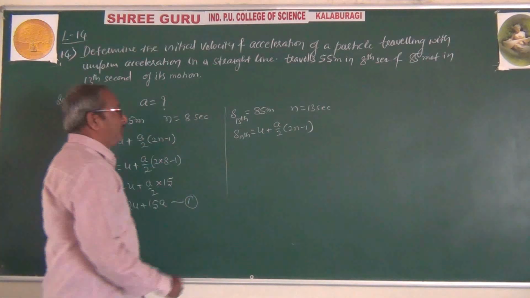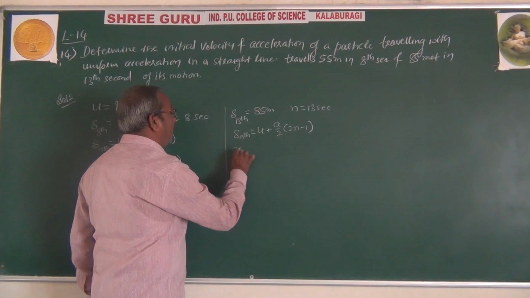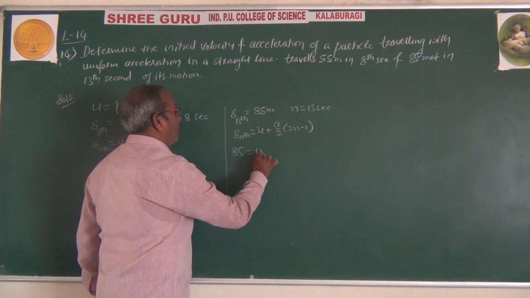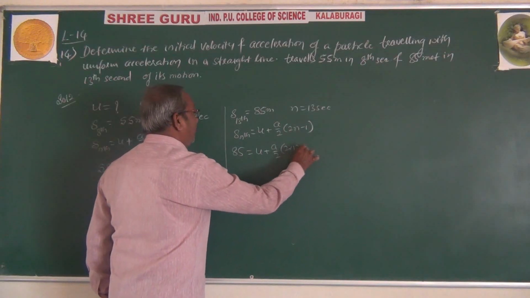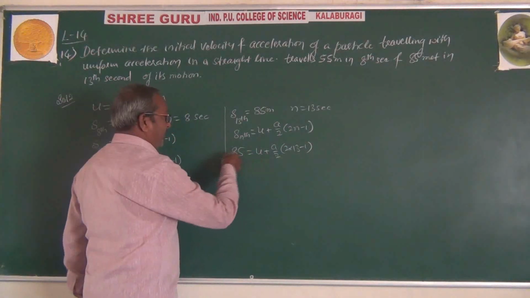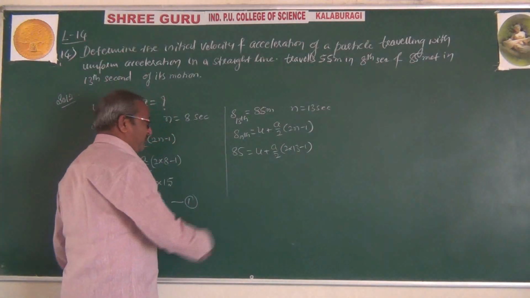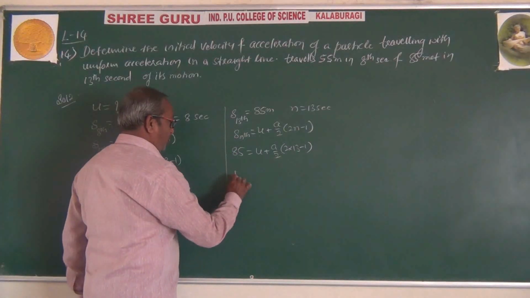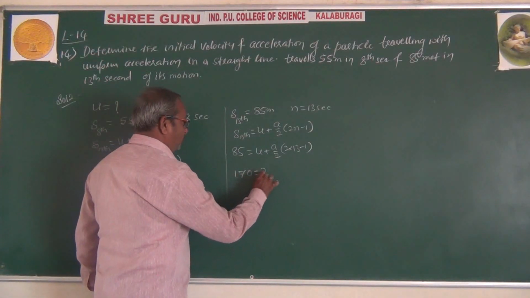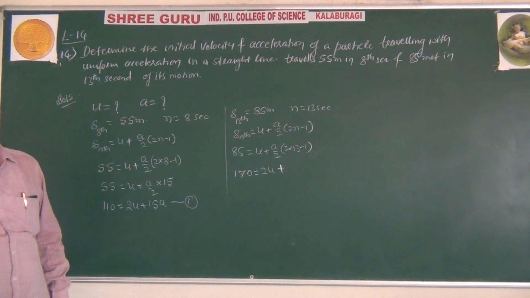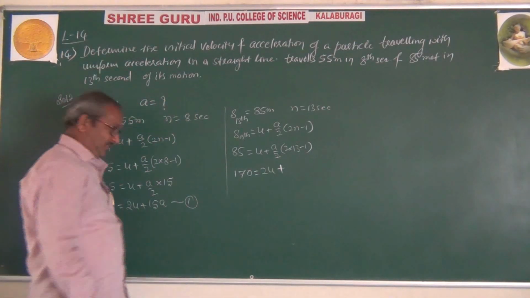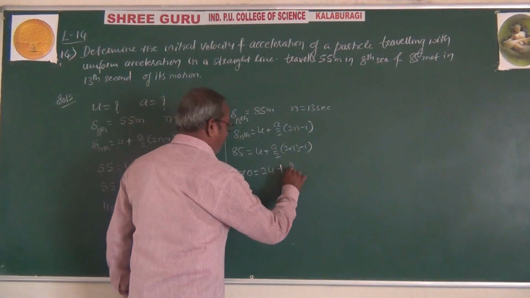Here what we will get, that we will see here, 85 equal to u plus a by 2 into 13 minus 1. This is again you have to multiply one step, reduce it. We get 170 equal to 2u plus, 2 into 13 is 26, 26 minus 1 is 25a.